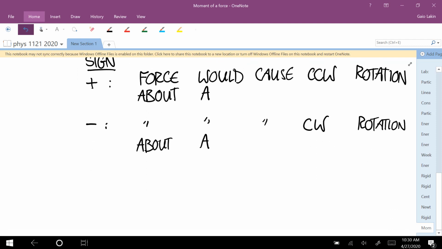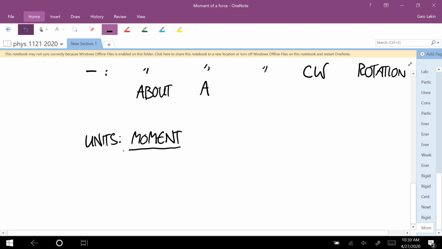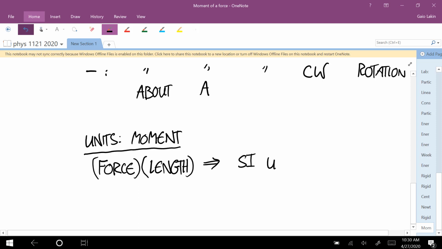And by the way, the units of the moment are units of force times units of length. And so that says that the SI units are Newton meters. Now, we've seen units of Newton meters before.